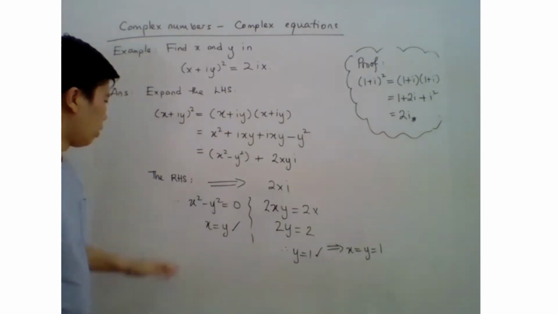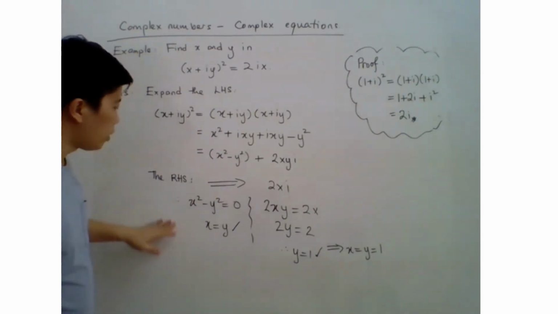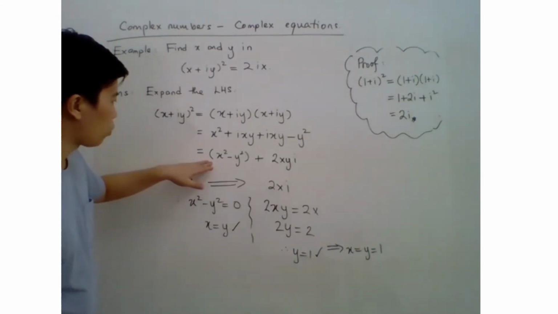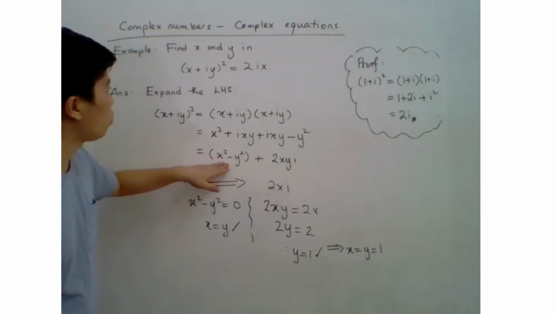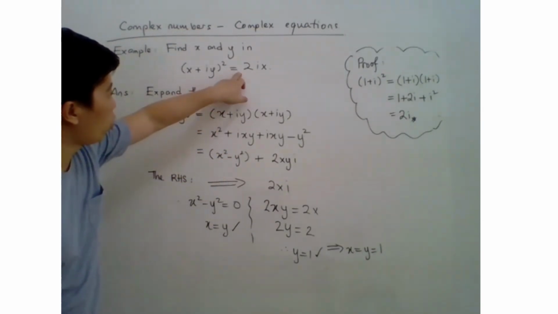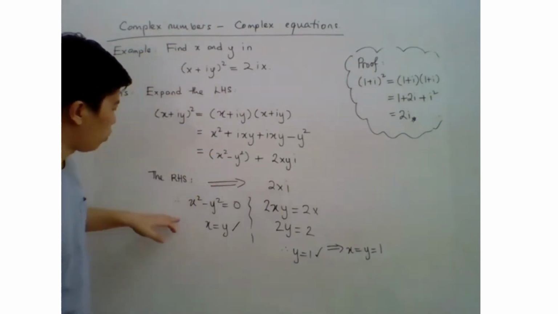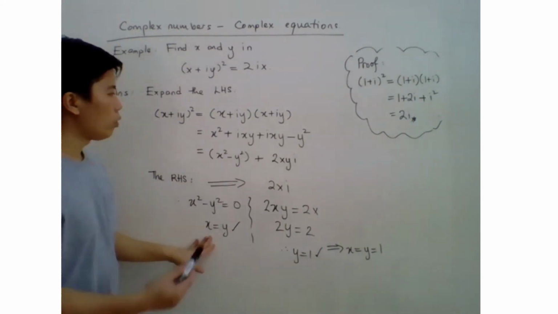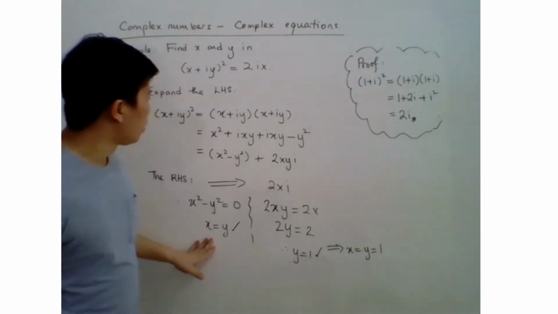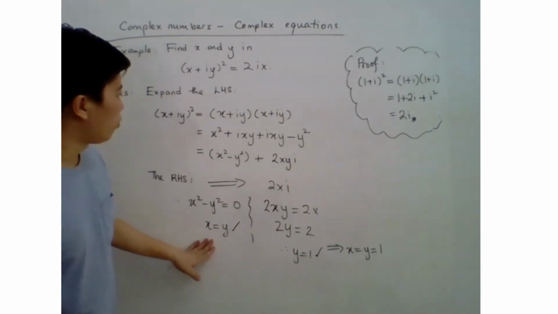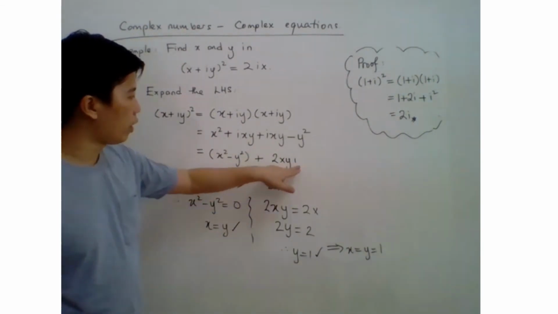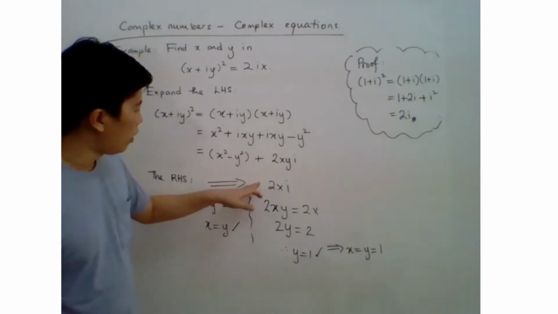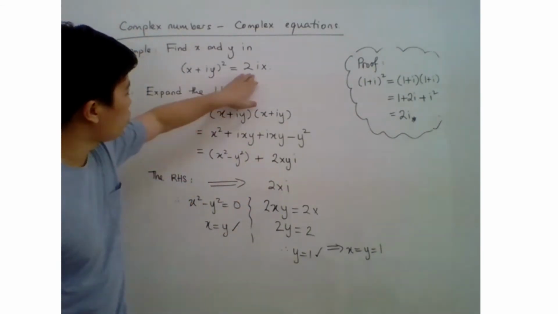So here you will see that the real part of this expression, x squared minus y squared, is going to be equal to 0 because there is no real part over here. So in this case you will have x equals y. Now you go to the imaginary part, where on the left hand side you have 2xyi, so 2xy, and on the right hand side this is 2x.